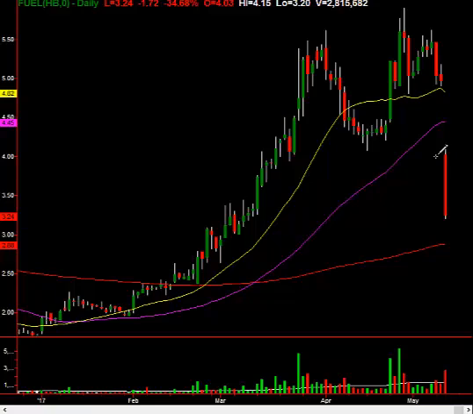This is definitely one of those stocks that's not the greatest company in the world, so I would recommend going smaller in share size and make sure you understand and maintain a solid stop.